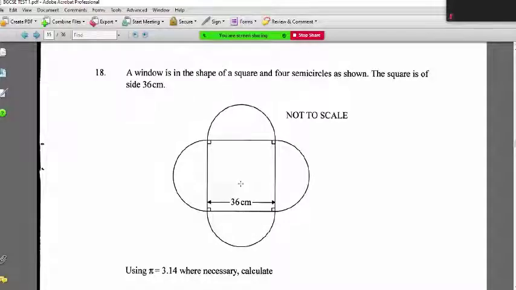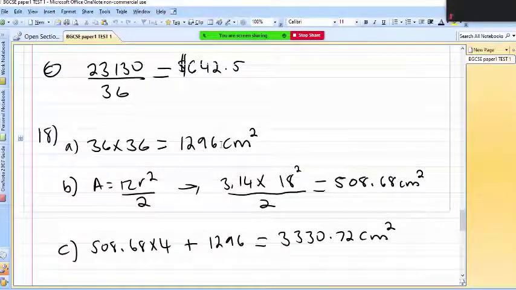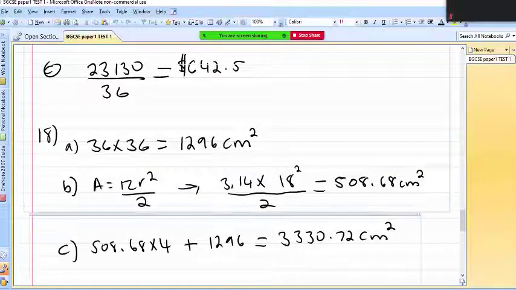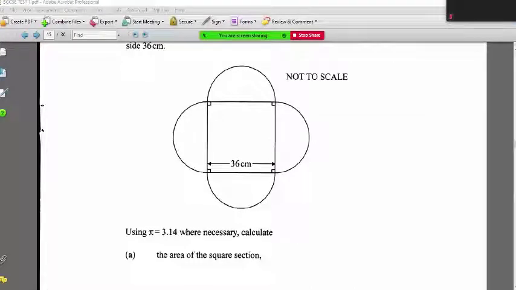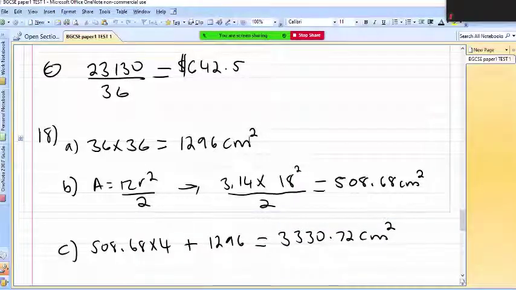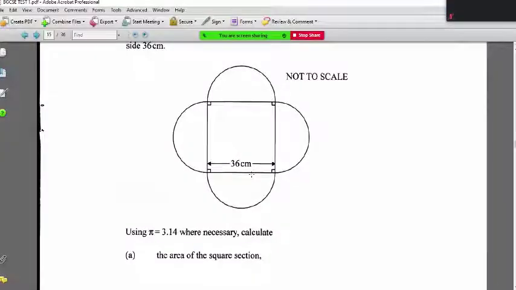What's the area of the square? Length times width, right? So the area of this square is going to be 36 times 36, which is 1296. So 1296 centimeters squared is the key, right? Because we're multiplying 36 centimeters times 36 centimeters, so you get centimeters times centimeters, all right, centimeters squared.